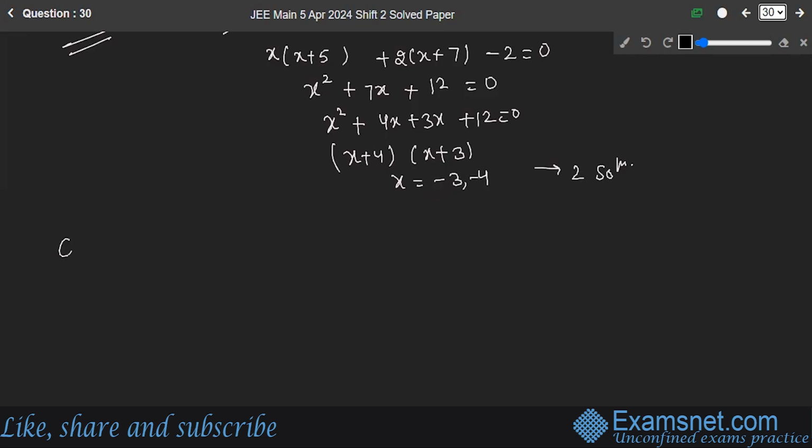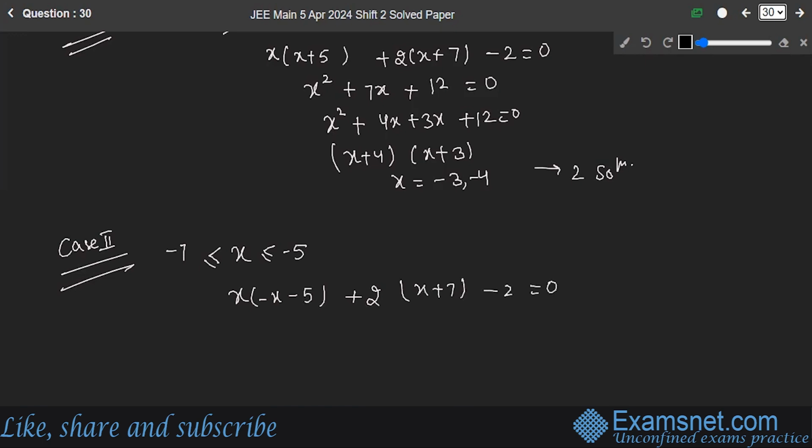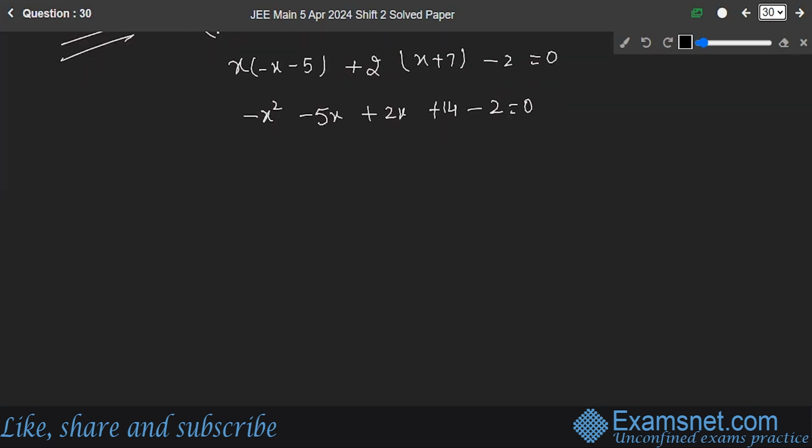And second case, when x lies between minus 7 and minus 5. Okay, so in that case, it will be x into minus (x plus 5) plus 2 into (x plus 7) minus 2 is equal to 0, minus x squared minus 5x plus 2x plus 14 minus 2. It gives me minus x squared minus 3x plus 12 is equal to 0. x squared plus 3x minus 12 is equal to 0.